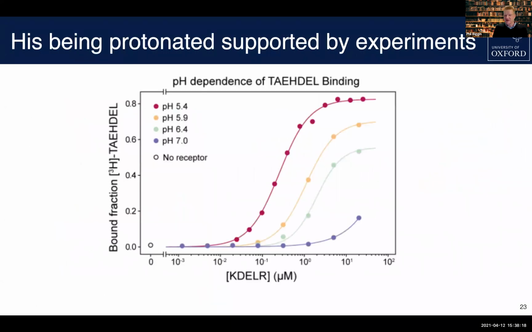Now, with the histidine being protonated, we then got confirmation that it was likely to be true, because you can confirm that by doing those binding experiments at different pH. And again, looking at the curves, you can convince yourself quite nicely that low pH gives you much stronger binding compared to higher pHs. So pretty sure that histidine is going to be protonated.